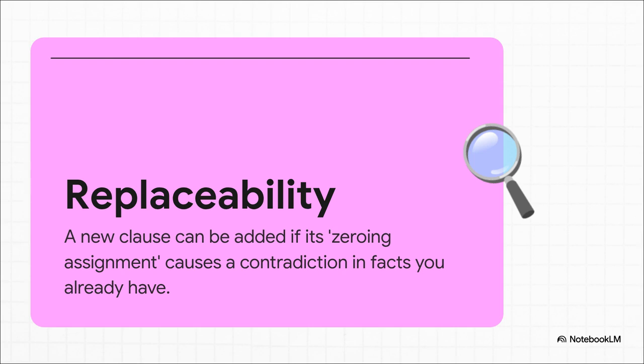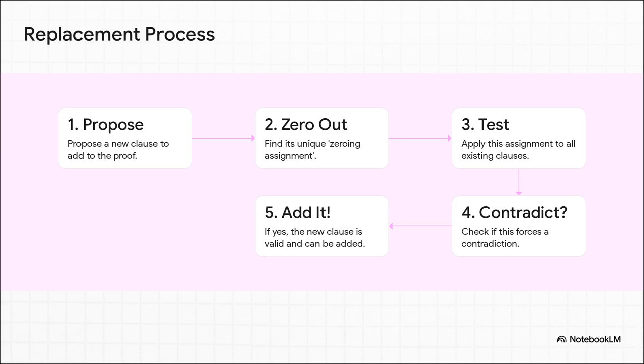It says you can add a new clause, a new fact, to your proof if and only if its kryptonite, that one thing that makes it false, totally breaks what you already know is true. Let me say that again. A new idea is valid if assuming it's false causes a complete contradiction. That's the whole thing. And this gives us a really clear step-by-step test.